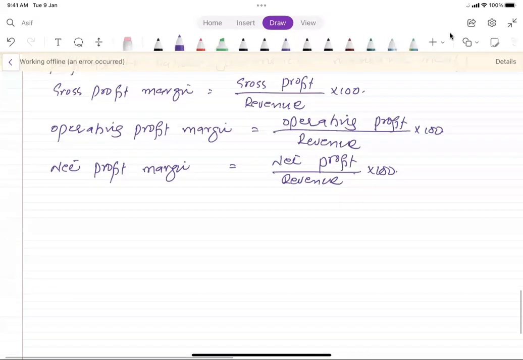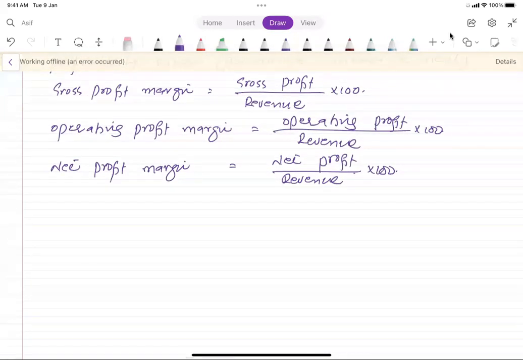To understand why we calculate these types of ratios, we need to make an income statement and identify the reason that we study these ratios. The statement that I'm drawing in front of you is a comparison of two years. One is 2021 and second is 2022.